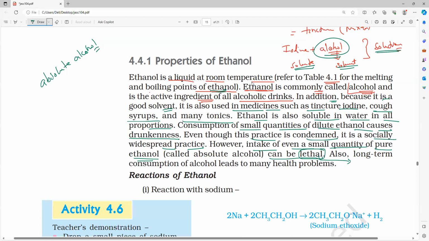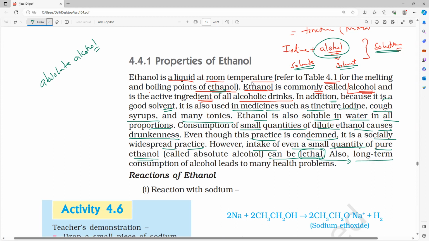Write it down: lethal. Consumption of pure alcohol is dangerous, which is why it has to be dissolved in water. If you consume even a small quantity of pure alcohol, it will cause death. If you take a cocktail or whatever it is, if it is pure alcohol, it will definitely cause death. That is very dangerous.